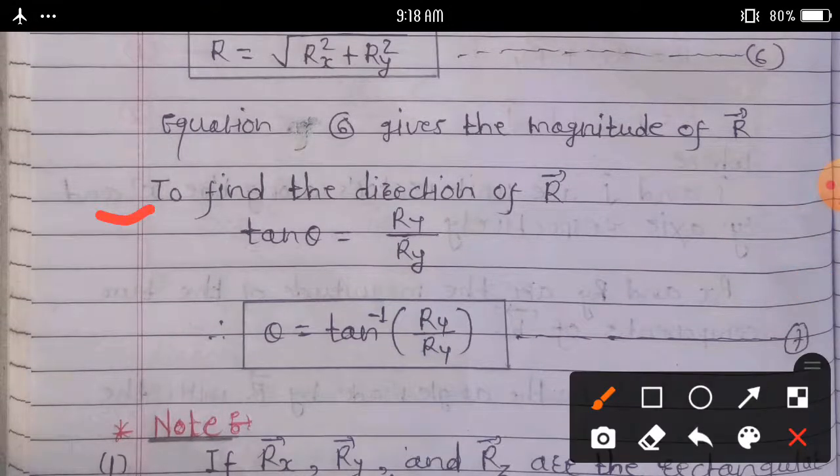To find the direction of R bar, we know that tan theta is equal to Ry upon Rx. Then we calculate the direction of R bar: theta is equal to tan inverse of Ry upon Rx. Consider equation number 7. Equation number 7 gives the direction of R bar.